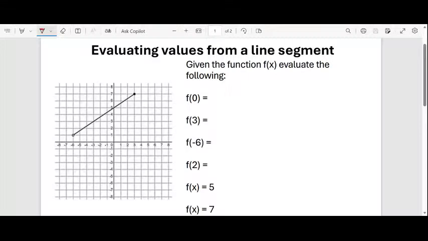This video is going to cover how to evaluate values from a given line segment. This line segment is labeled f of x, and we're going to evaluate the following numbers based on our graph of f of x. Basically, your x is in the parentheses. So when it says f of 0, it is asking, what does the function say if x is 0? All it's saying is what's the y value when x is 0. So if we have an ordered pair, it's 0 comma what.